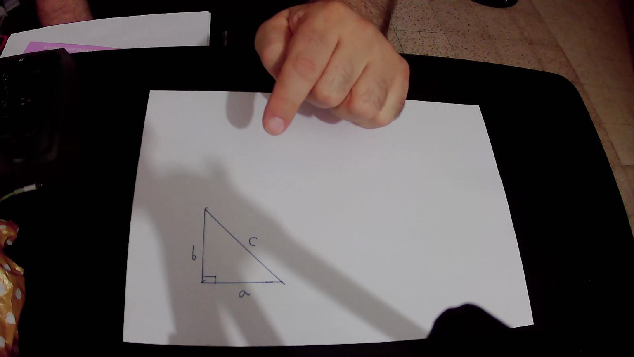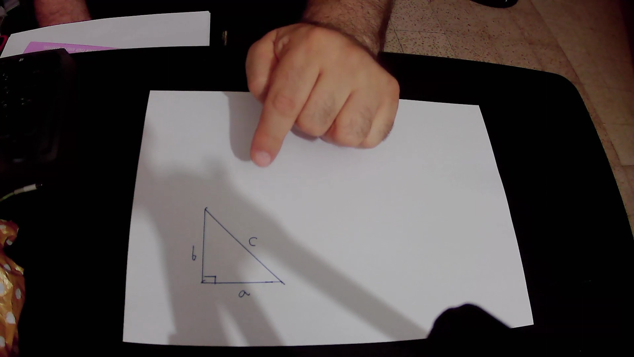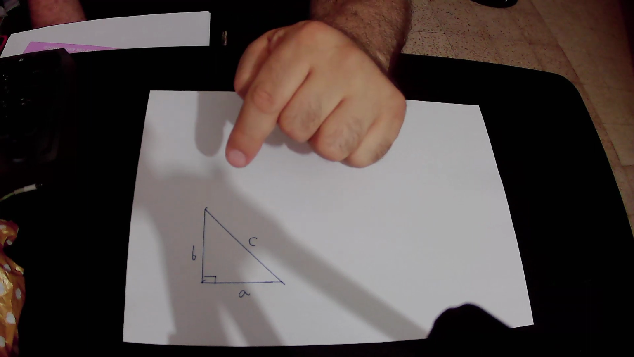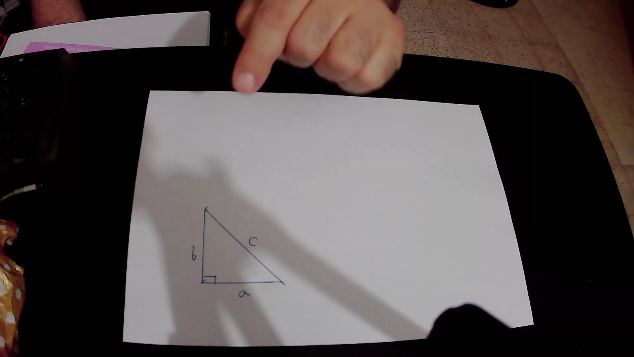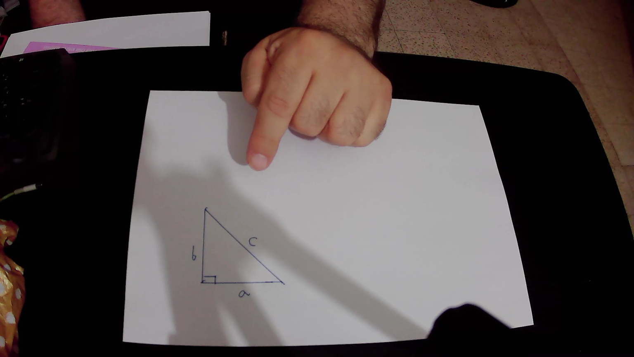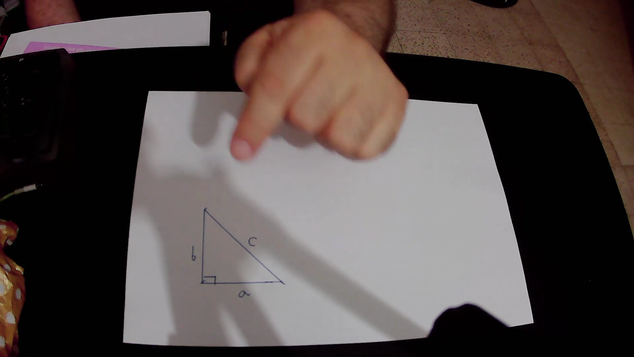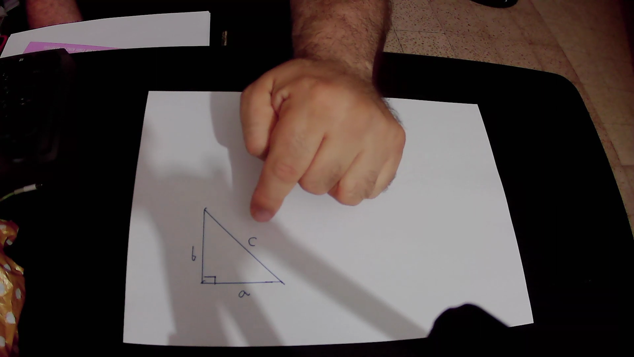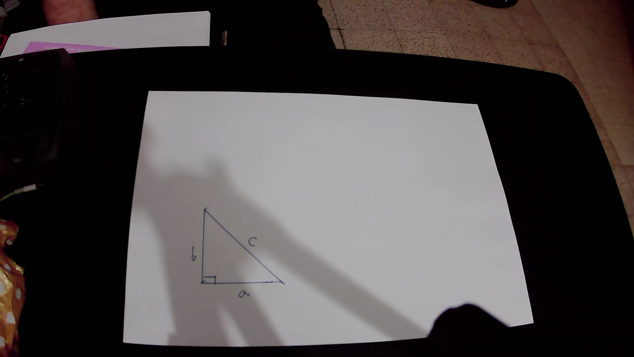The Pythagorean theorem claims that the square of the hypotenuse equals the sum of the squares of the perpendiculars. The square of the hypotenuse is c squared, and it equals the sum of a squared plus b squared. Okay, c squared equals a squared plus b squared.